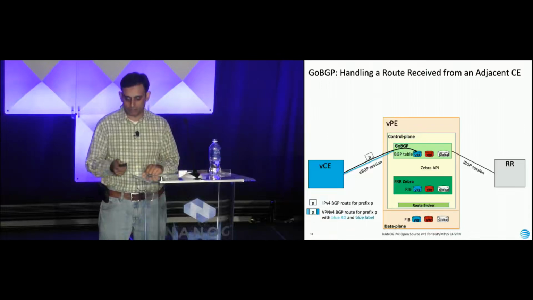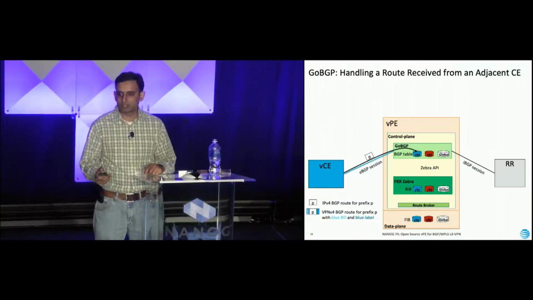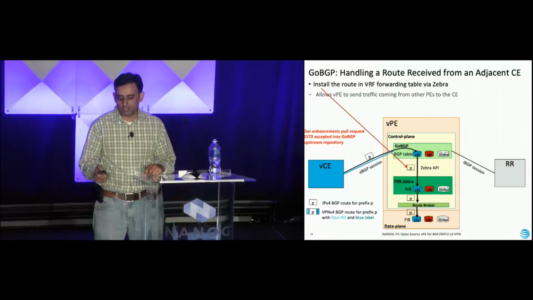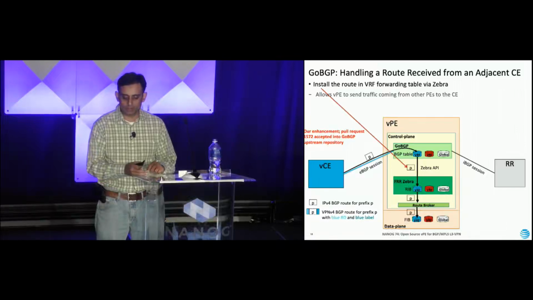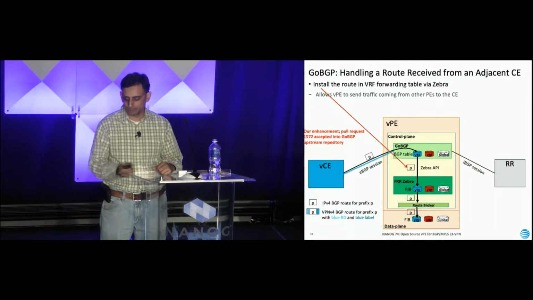Let's say that this route is installed in the blue VRF as it should, because the session is associated with the blue VRF. And then when BGP runs its decision process and installs this route into FRR Zebra and into the FIB, this was the place where things didn't work correctly with GoBGP. And this is where we had to do some enhancements to GoBGP to make this work.